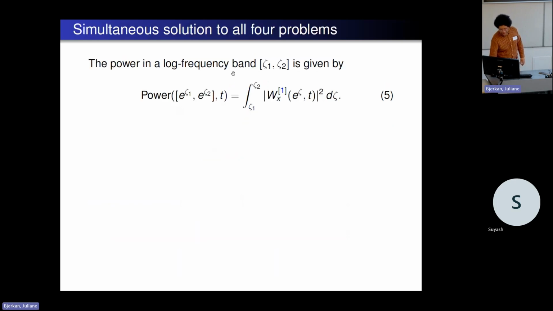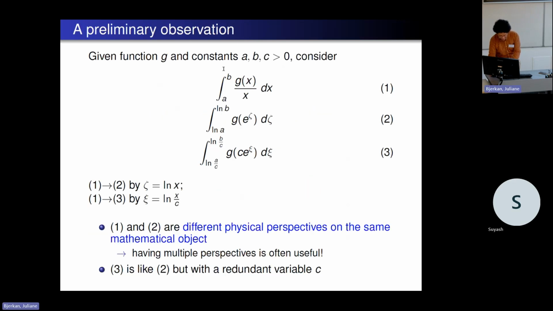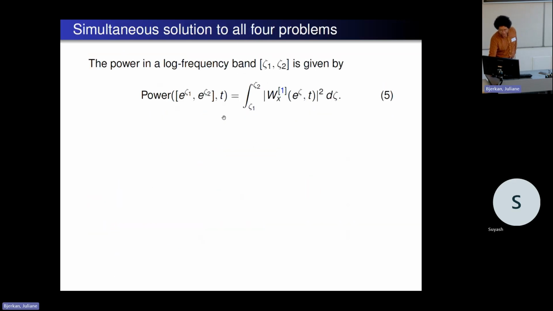So the power of a frequency band, if you now think of it as the power of a log frequency band, this division by f that I had, I can now turn that into an exponential. So the power of a log frequency band is now the integral from the lower log frequency to the upper log frequency of the power spectral density squared, like we want. It's just that it's power spectral density with respect to log frequency rather than with respect to frequency. And this enables us to keep our p equal to 1. So we've resolved this discrepancy between p equal 1 and p equal 1/2 that we had earlier.